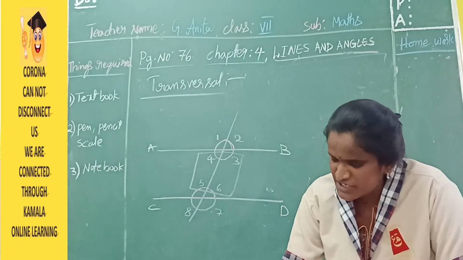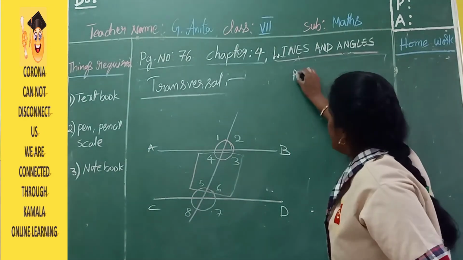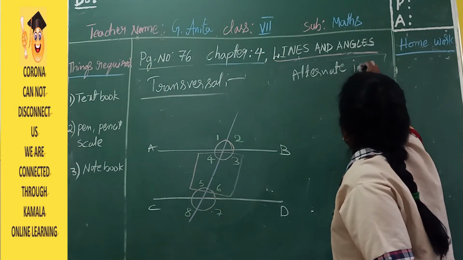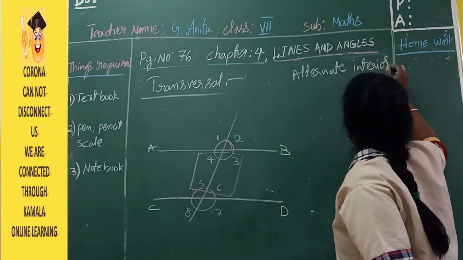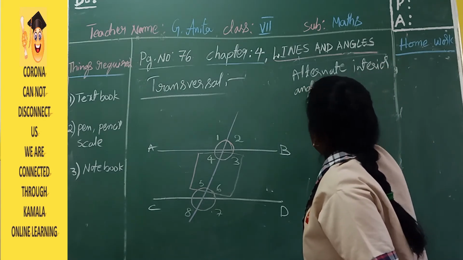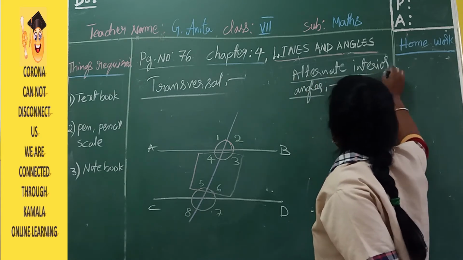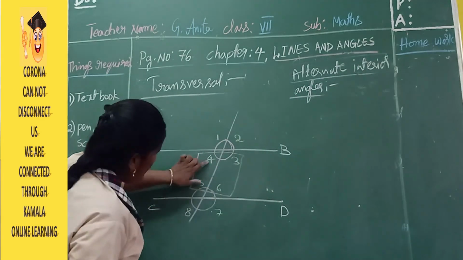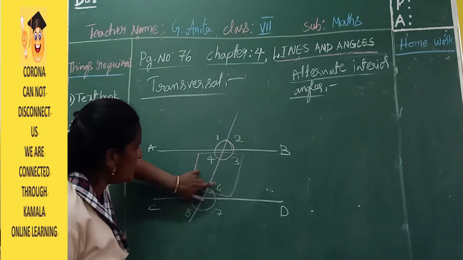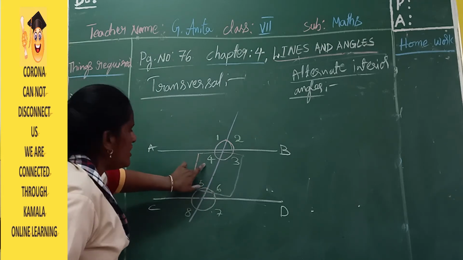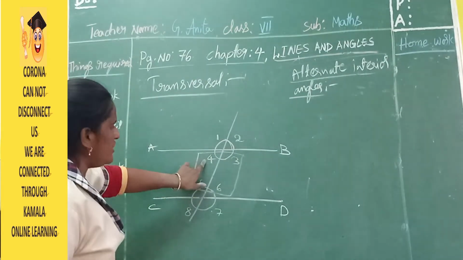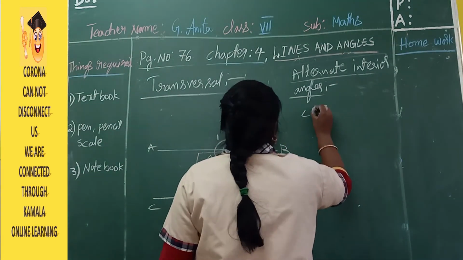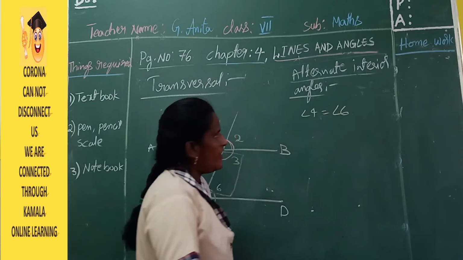Here, the first definition: alternate interior angles. What is the meaning of alternate interior angles? Alternate means angle 4 and angle 6. These are the alternate interior angles. So angle 4 is equal to angle 6. These are the alternate interior angles.